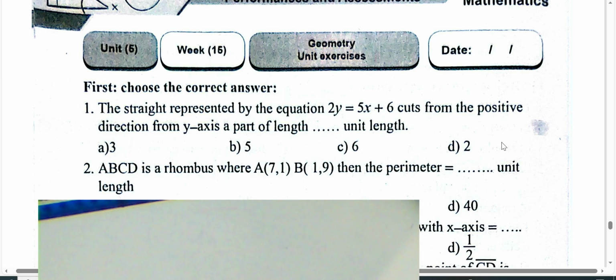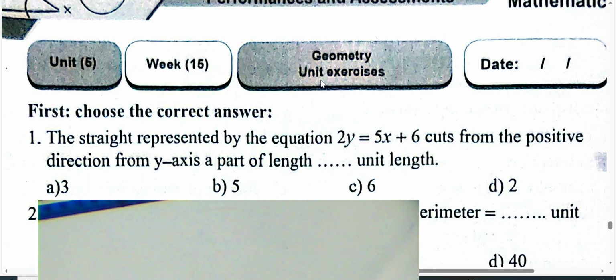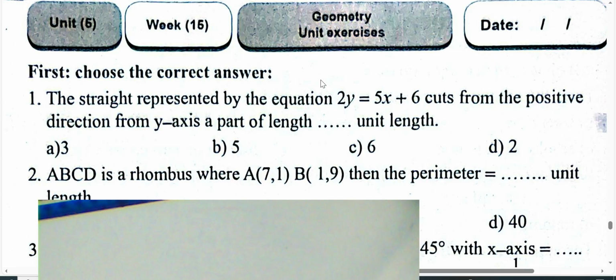Prep 3. Today we'll solve weekly assessment number 15. Okay, look with me at question number 1, unit exercises about geometry. Question number 1, first choose the correct answer. The straight line represented by the equation 2y = 5x + 6 cuts from the positive direction of the y-axis a part whose length equals blank units.